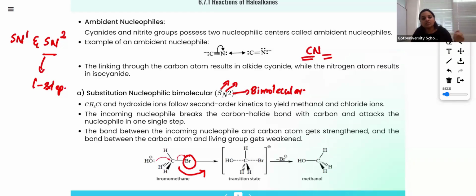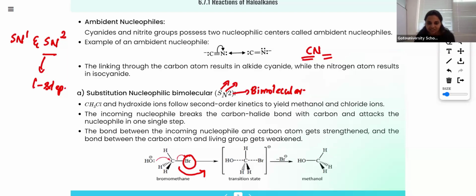Bromine is leaving, OH is coming. Both are taking place in a single step. That is called SN2 reaction. So when this OH minus group is attacking the carbon, we are getting a transition state in which carbon is connected to three hydrogen, one OH and one bromine.